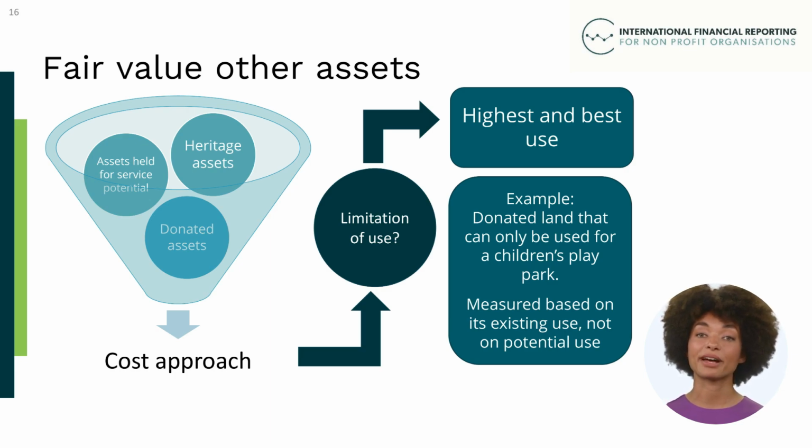For example, if an NPO has been donated land that can only be used for a children's park, no account can be taken of the possibility of the land being used for a housing development. This possibility can be reflected in the fair value only when the restriction has been removed, and the NPO can freely sell it.